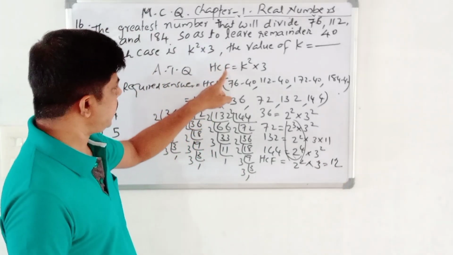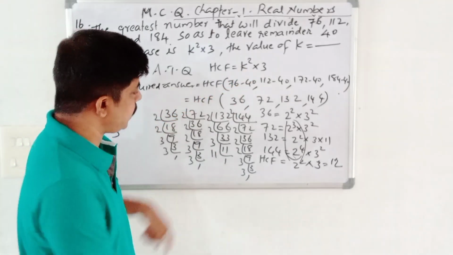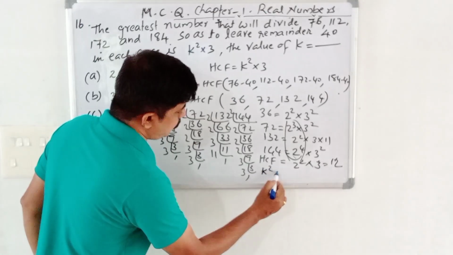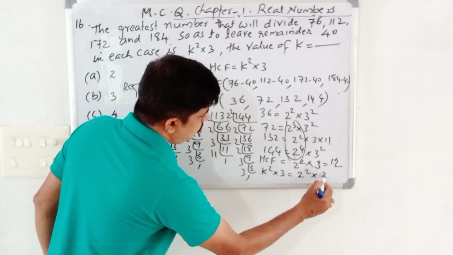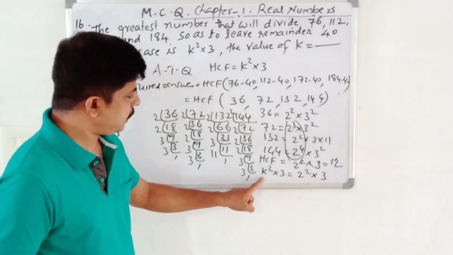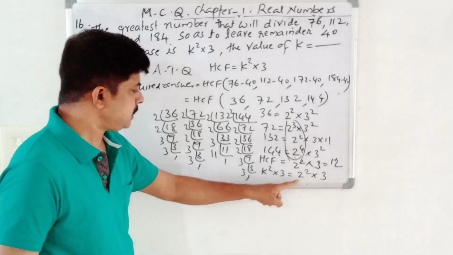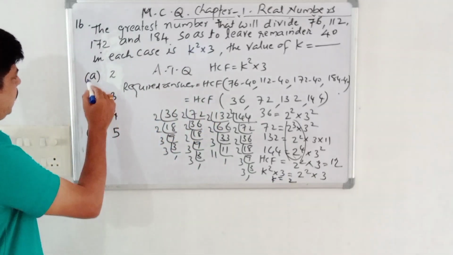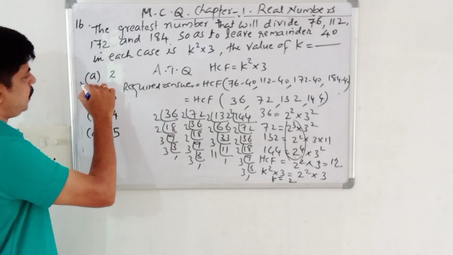According to the question, the HCF is equal to k square into 3. Therefore, k square into 3 is equal to 12, which can be written as 2 square into 3. Therefore, we know that the k value is 2. Our correct answer is k equals 2. In our options we can see the answer 2, so the correct answer is option A, 2.